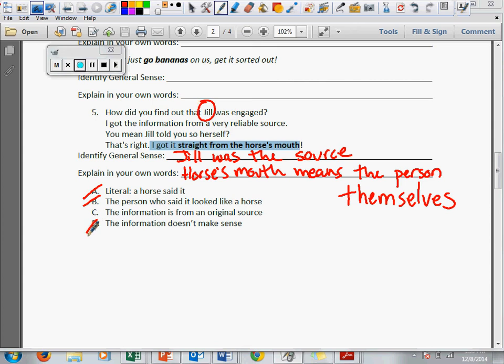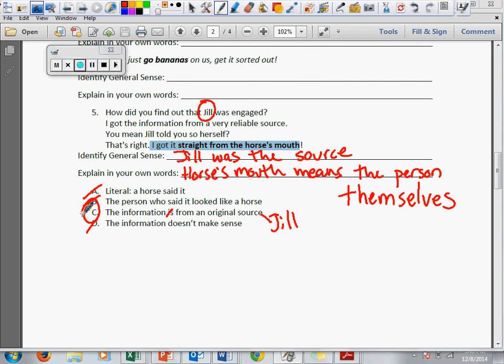Let's go back and fill in C. That's right. I got the information from an original source. You have to sort of take out the "is" a little bit to make it make sense, but I got the information from an original source, and I know that the original source is Jill in this instance. And so C is my answer.